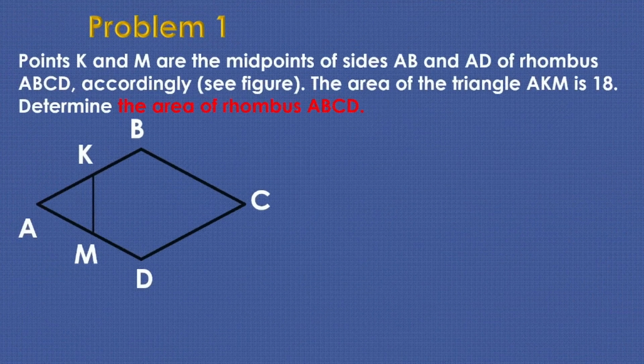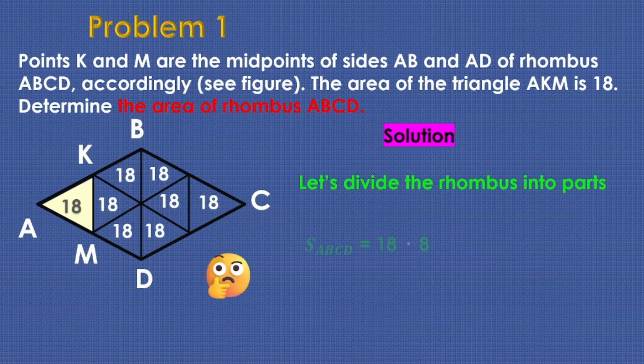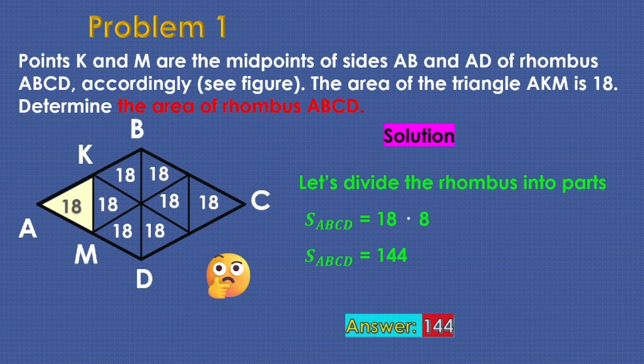Problem 1. Points K and M are the midpoints of sides AB and AD of rhombus ABCD accordingly. See figure. The area of the triangle AKM is 18. Determine the area of rhombus ABCD. And so let's solve it. Here I have already highlighted this triangle AKM, whose area is 18. To solve this problem, we need to divide the rhombus into several parts. Here we have 8 parts, and they will all be equal. Therefore, their areas will be equal to 18. So to find the area of the entire rhombus, we need to multiply these 8 parts by 18, and we will have 144. So our answer will be 144.